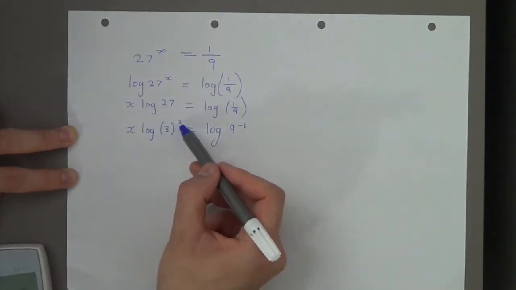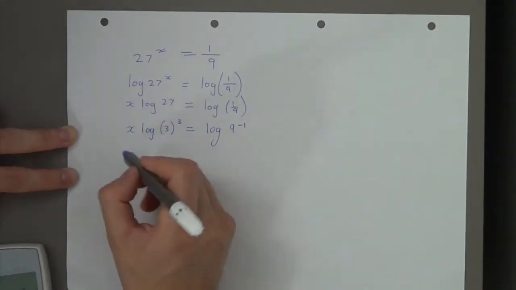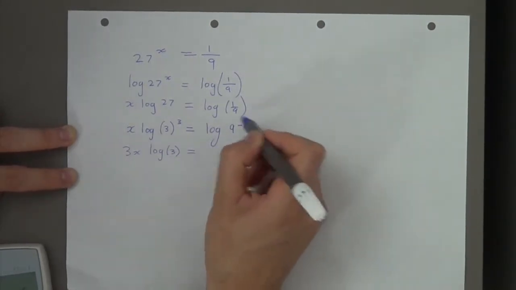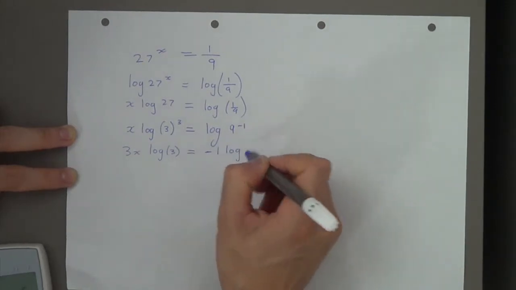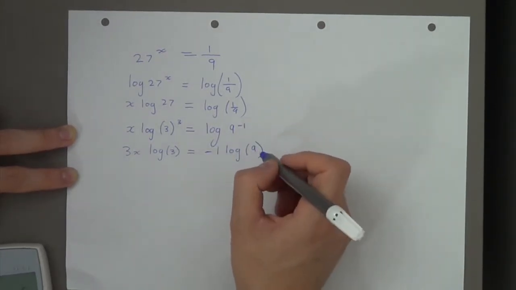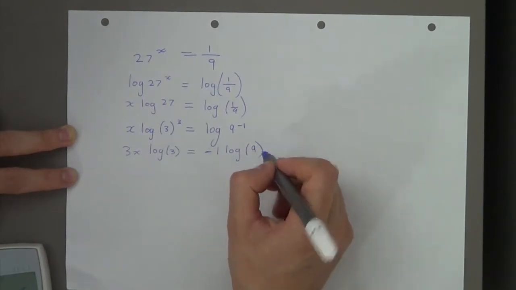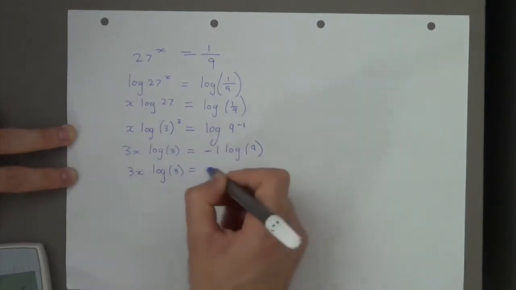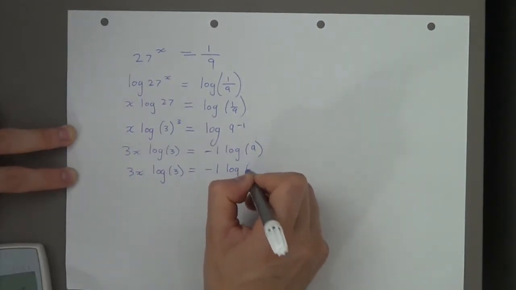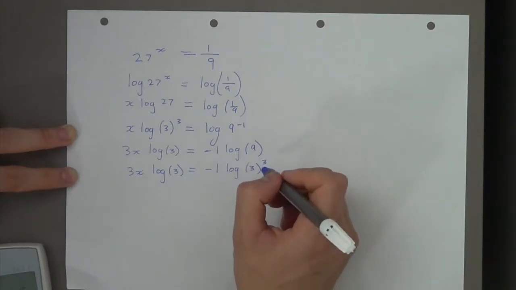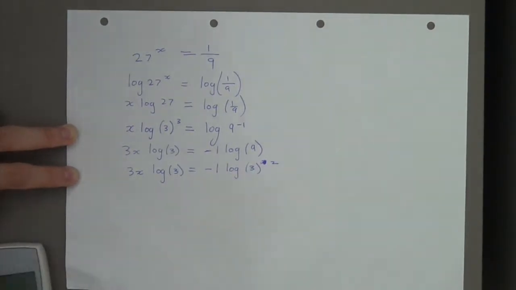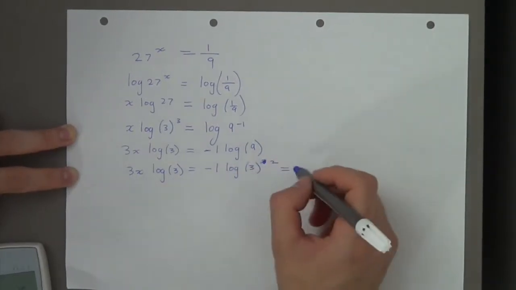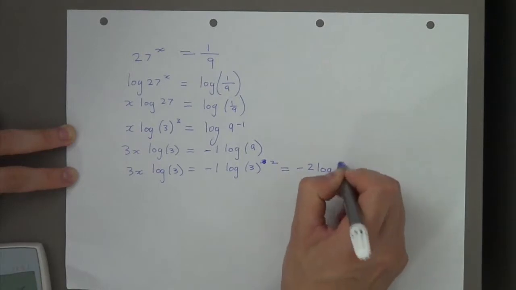Okay, I'm going to move my indices here, 3 there and -1 there, so it becomes 3x log 3 equals -1 log 9. Well, I can rewrite my 9 as 3 to the power of 2, so let me do that. This becomes 3x log 3 equals -1 log 3 to the power of 2. And this, I'm going to just move my coefficient there, this becomes -2 log 3.